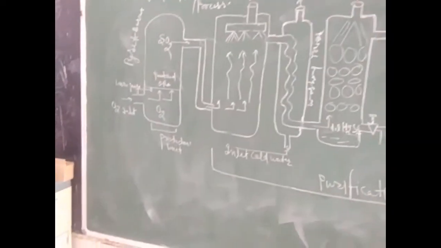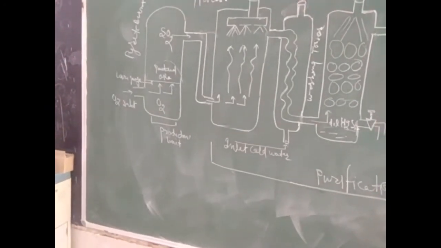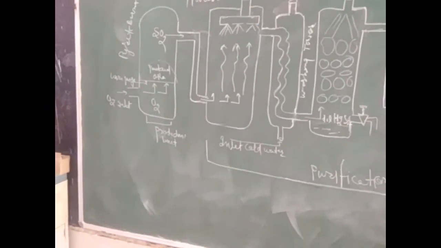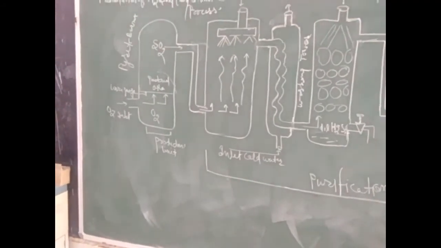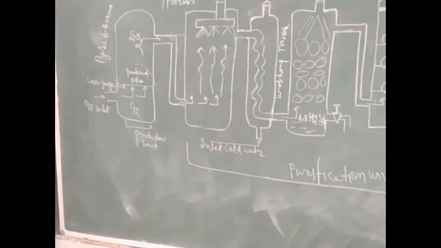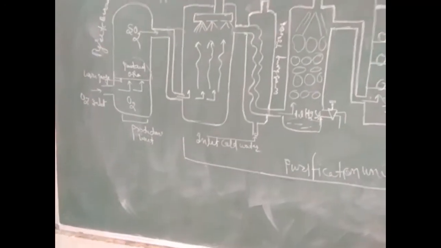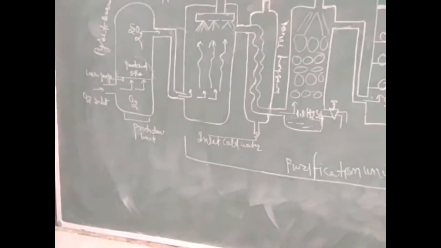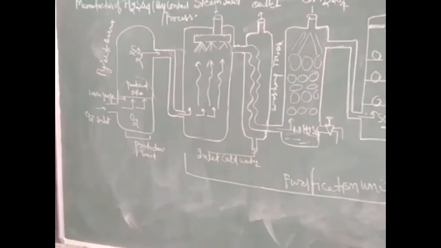Before starting the purification unit, we will again discuss the production unit. In the production unit, we know that powdered ore comes from the inlet and oxygen gas is passed. When powdered ore combines with oxygen, then formation of iron oxide Fe2O3 will take place along with formation of sulfur dioxide. Now this sulfur dioxide moves from the production unit to the first part of the purification unit.